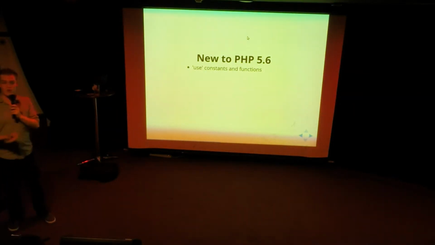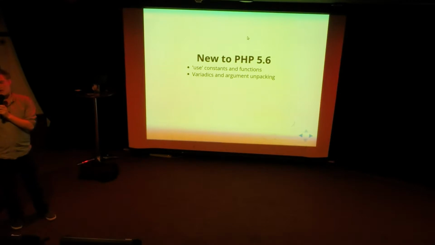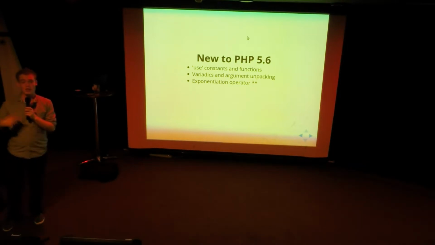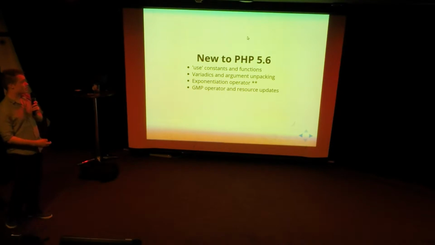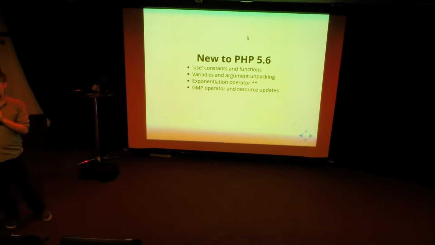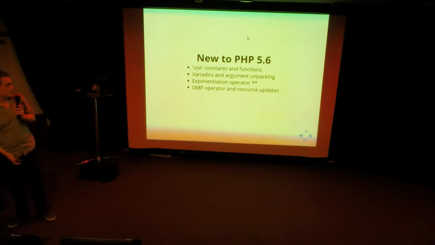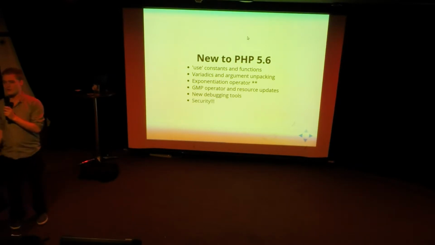We can now bring in constants and functions from other namespaces. I'll show you this as an example. We have variadics and argument unpacking. I love this. The exponentiation operator. This is kind of cool. It's starting to take things out of function calls and put them into the language for us. GMP operator and resource updates. Now this probably won't be affecting a lot of people, but I do want to cover it briefly and how it's going to affect you. We have some new debugging tools. And there's some security features.